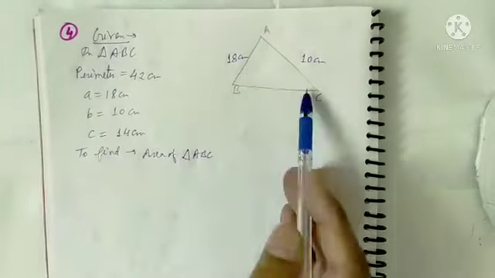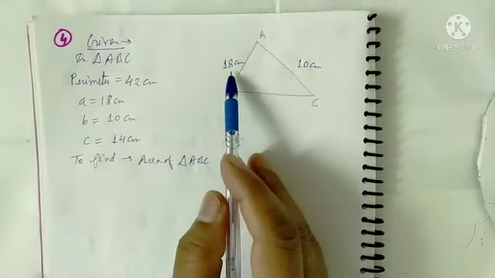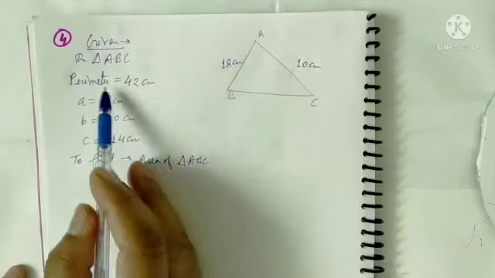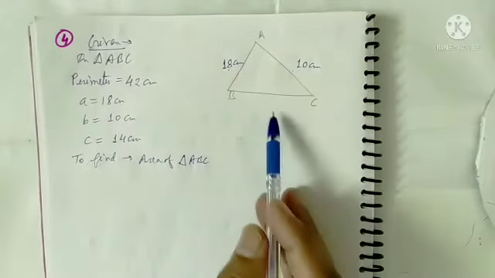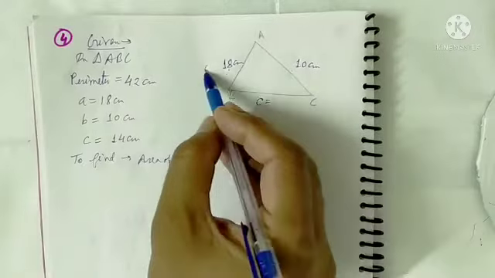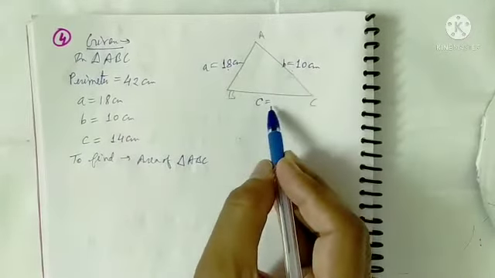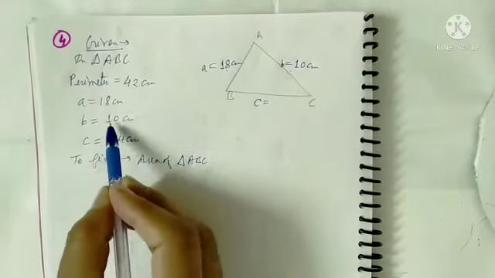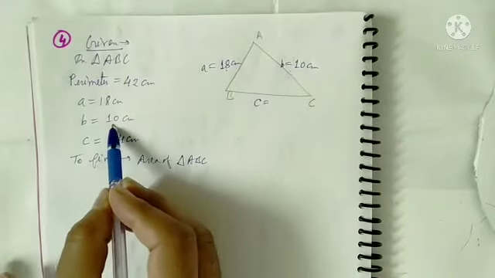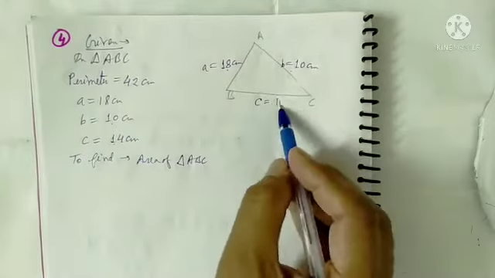Question number 4. In this, one triangle is given. Two sides are given, 18 and 10, and the perimeter is given as 42. First of all, find out the third side C. Suppose A is 18, B is 10, and C is 14. How? Because if you add both sides, 18 plus 10, and subtract it from 42, you get 14. So C is 14.